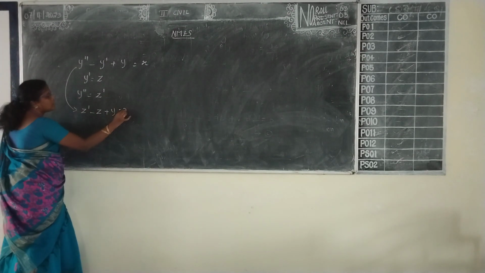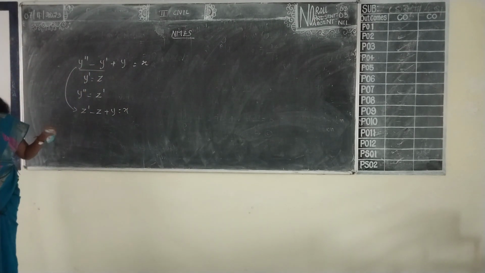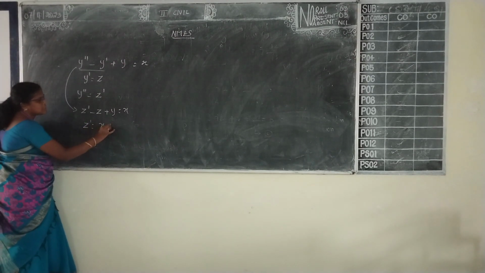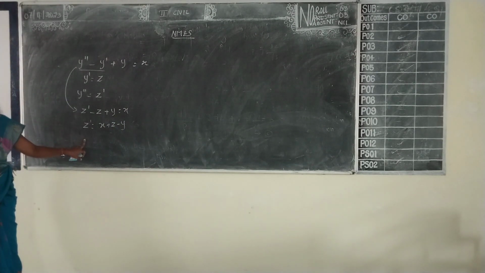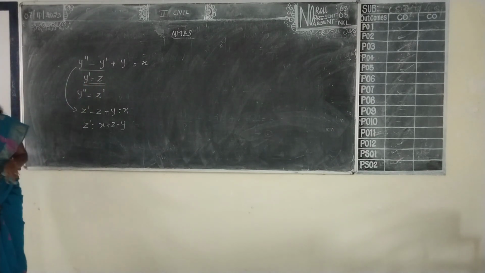Plus y equal to x, both represented in terms of z. So from this we will get one equation for z dash. So z dash will be equal to x plus z minus 1. You got one differential equation now. So what will the other differential equation be? Our assumption y dash equal to z.